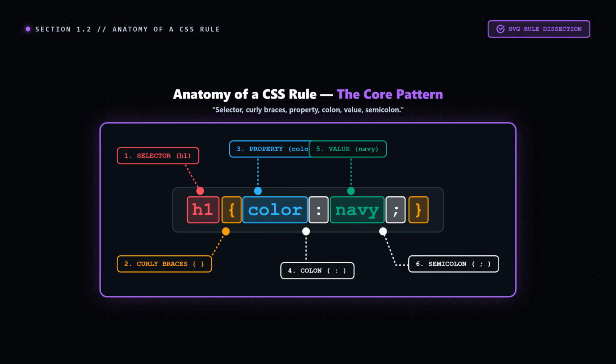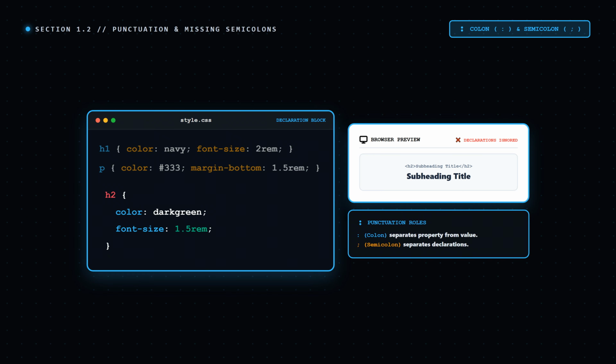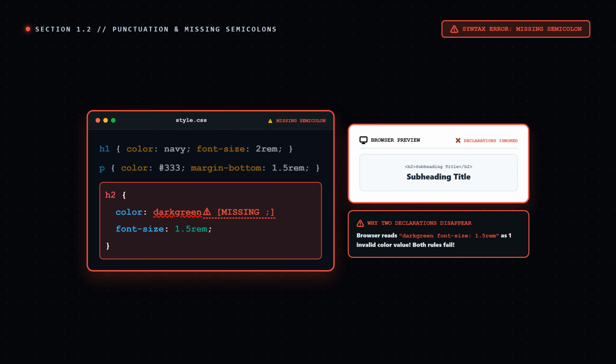Punctuation is critical inside a declaration block. The colon separates a property from its value, and the semicolon separates one declaration from the next. If you forget a semicolon, the browser will read everything up to the next semicolon as part of the previous value, which almost certainly produces an invalid value. In the example on screen, the browser tries to interpret "dark green font-size 1.5rem" as a single color value, fails, and silently ignores that entire declaration.